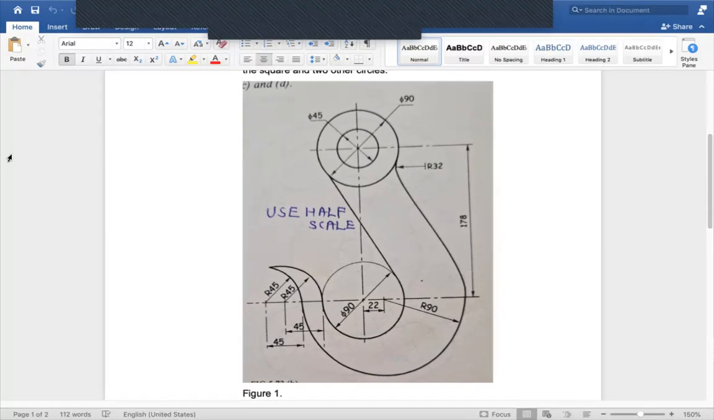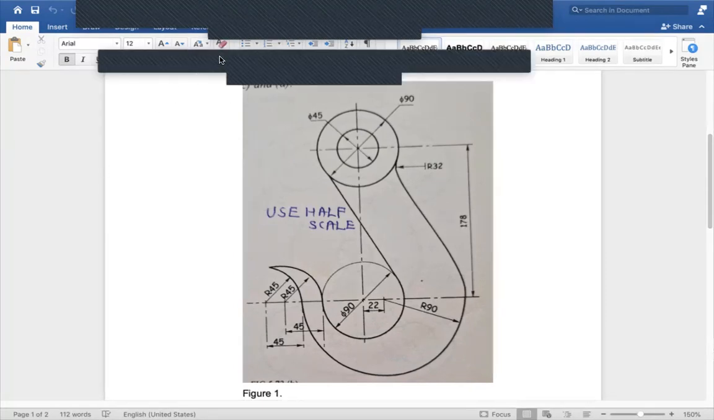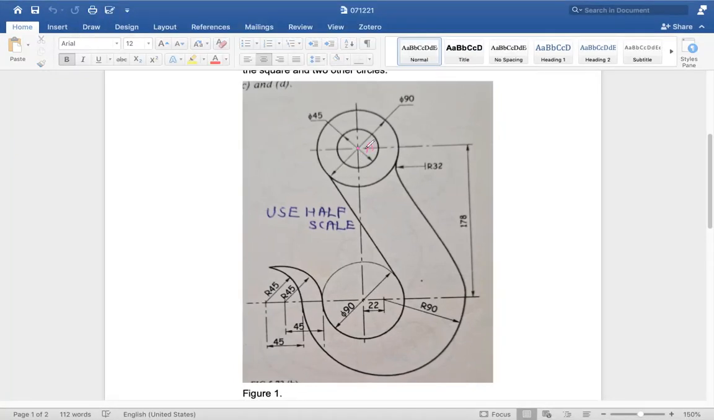In this, if I'm drawing this sum, the first thing I have to mark is point A, and I have to mark point B. First of all, they have given half scale. So half scale means all dimensions will be divided by 2. So instead of 32, I will take 16. Instead of 90, I will take 45. This I will take 22.5. So you have to divide all dimensions by 2.